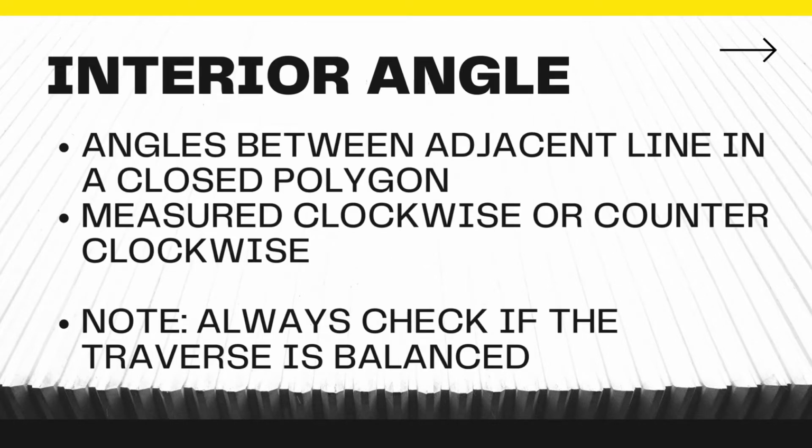First, we have interior angle. Interior angles are angles between adjacent lines in a closed polygon, meaning interior angles are the angles lying inside a closed traverse. Interior angles may be measured clockwise or counterclockwise.